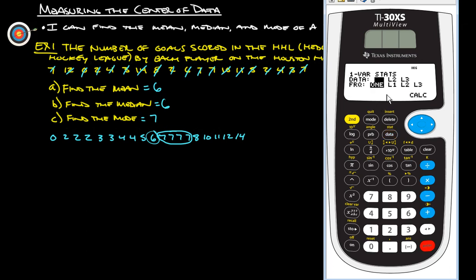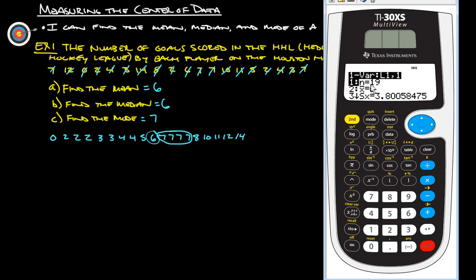We push enter. The data is in list 1, which we just put in here, so that is correct. And then the frequency: in a couple of sections, we're going to have frequency tables, and when that comes up, this will change as well. But for now, we keep frequency at 1. And then we're going to do calculate, and it's going to give us a bunch of information.